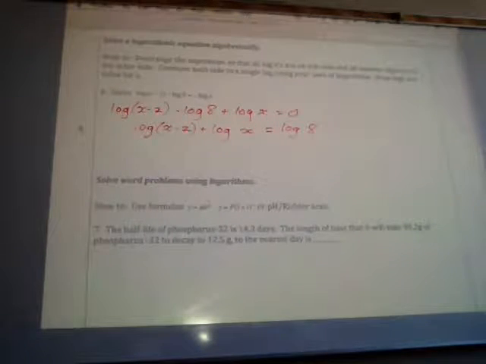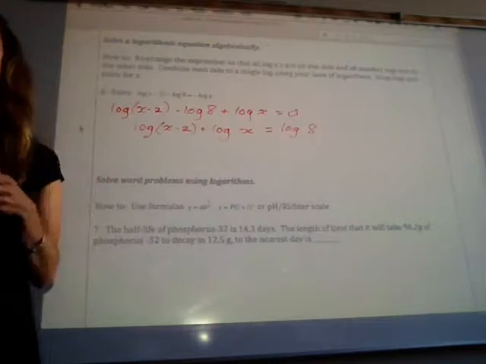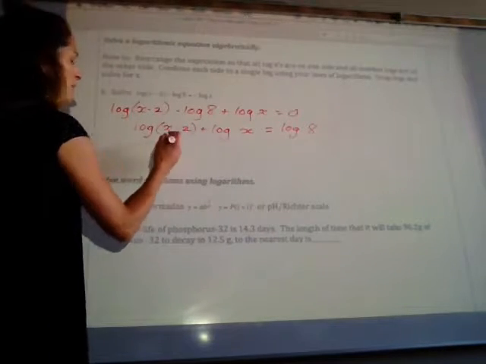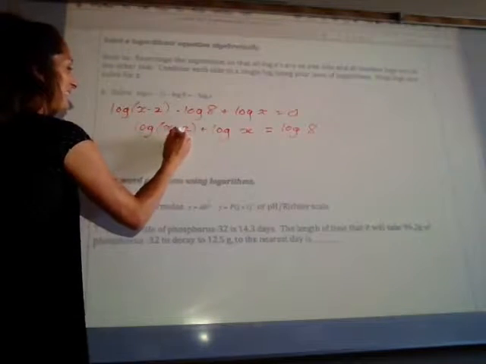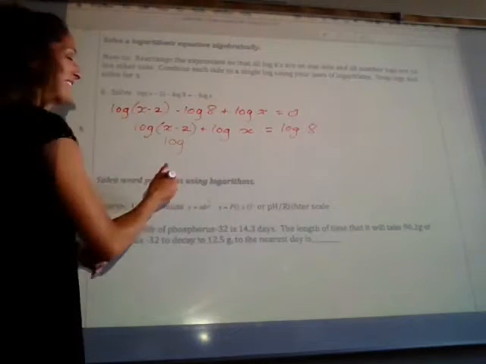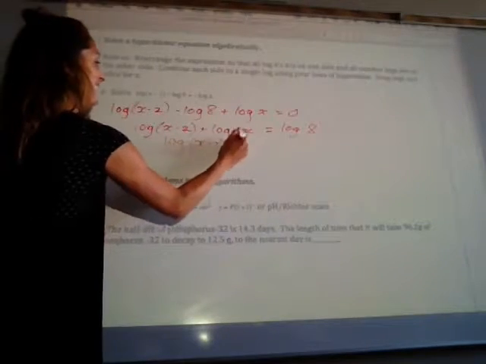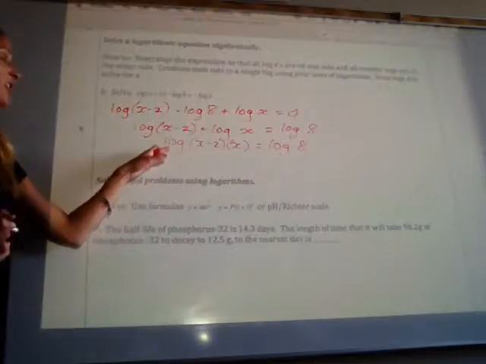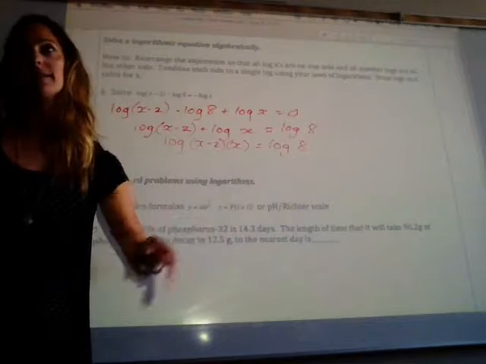So we reviewed the laws of logs yesterday. If you have logarithms with the same base, what can you do with the arguments? Add them. Or no, multiply them. You're adding the logs, so you multiply the arguments. I was just saying what you said, but that's not right. We have to multiply this. So now we have log, base 10, x minus 2 times x equals log 8.